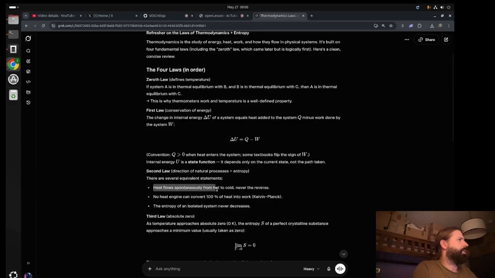heat flows spontaneously from hot to cold, never the reverse. From hot to cold, yes. No heat engine can convert 100% of heat into work. And the entropy of an isolated system never decreases. Okay, so the entropy either stays the same or increases. And entropy, I think, is related to how much predictability, right?